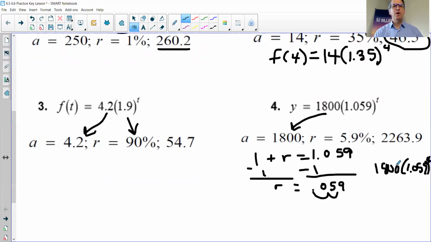So for exponential growth, the front number is the initial amount. The rate that it's moving up is calculated. It's always that decimal; move the decimal over, and you have yourselves your percentage.